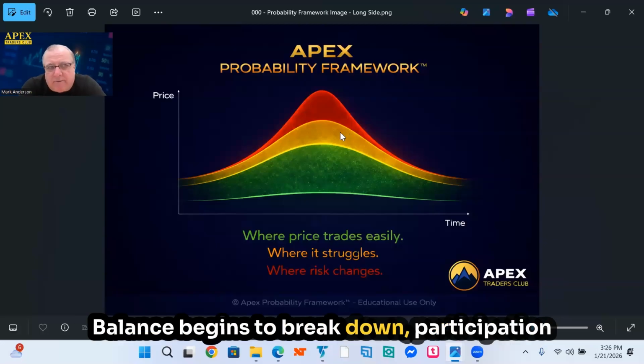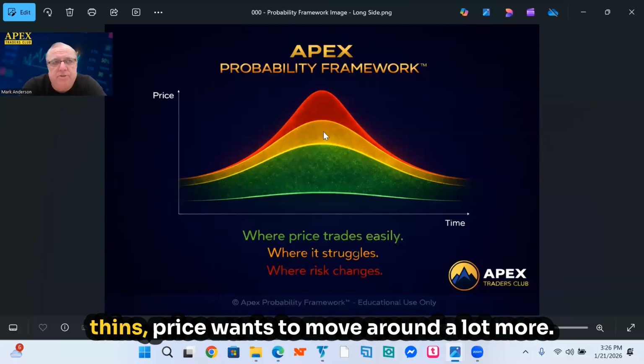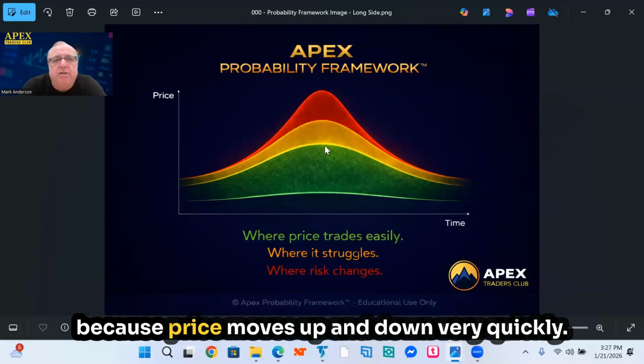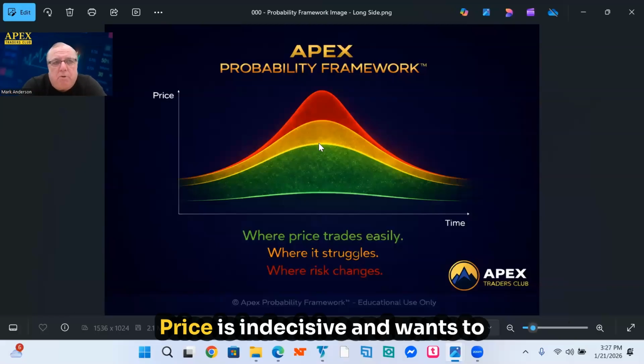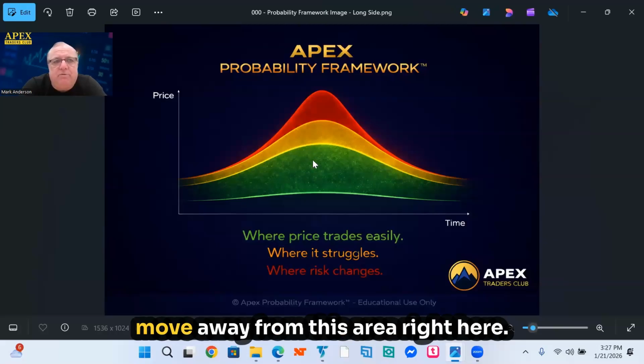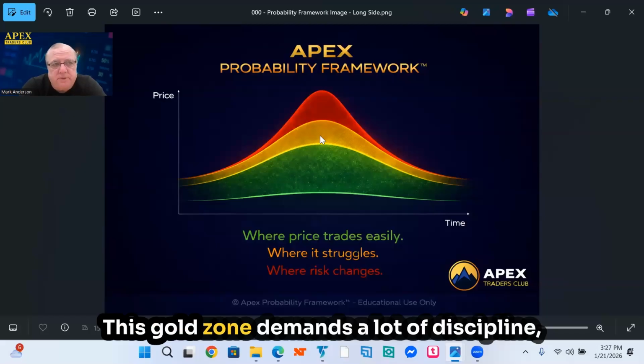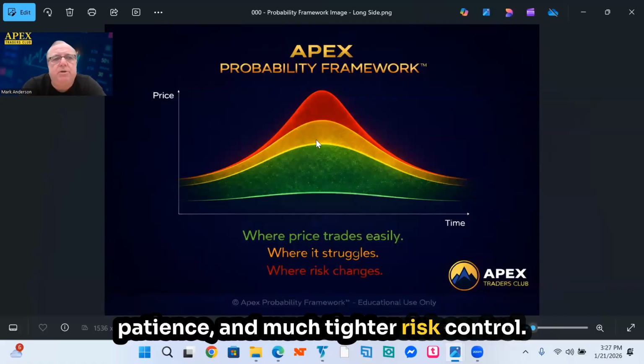Balance begins to break down, participation thins, price wants to move around a lot more. This is a zone where many traders get chopped up because price moves up and down very quickly. Price is indecisive and wants to move away from this area right here. This gold zone demands a lot of discipline, patience, and much tighter risk control.